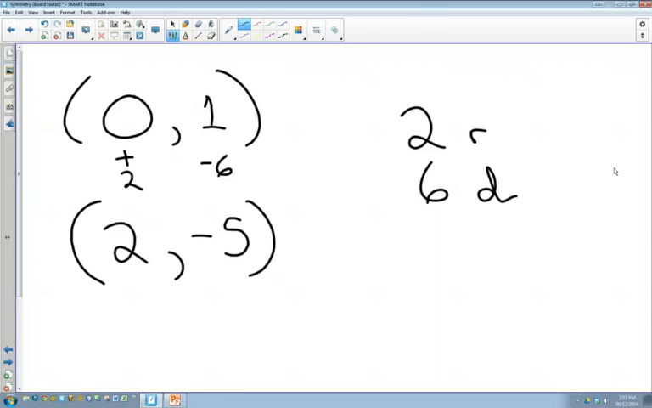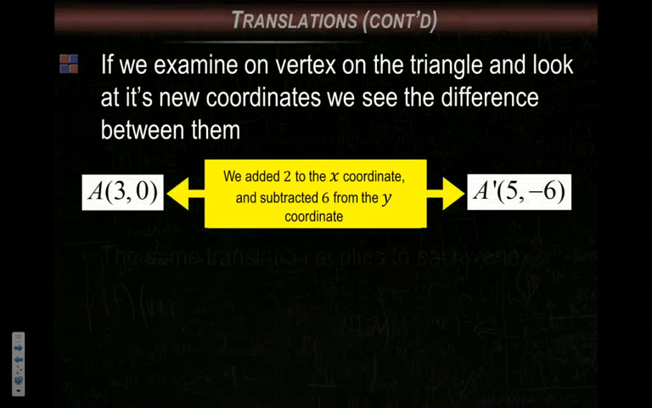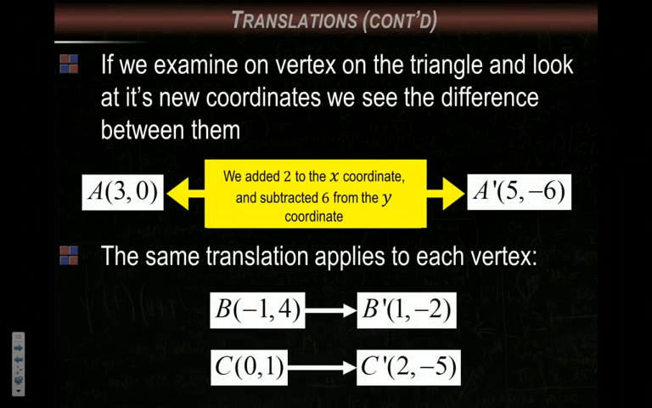Would that be the same for all of these? Yeah. If I add 2 to negative 1, what do I get? 1. If I subtract 6 from this, what do I get? Negative 2. So it works in each case, okay? So there is a mathematical way we can do the geometrical transformation that I just described, okay? And that's what I just showed there. We added 2 and subtracted 6 to each of those.